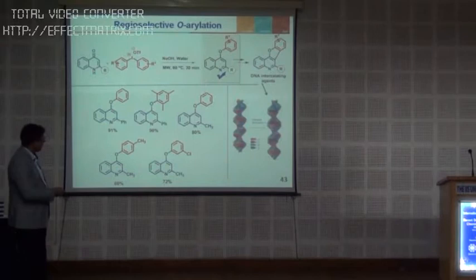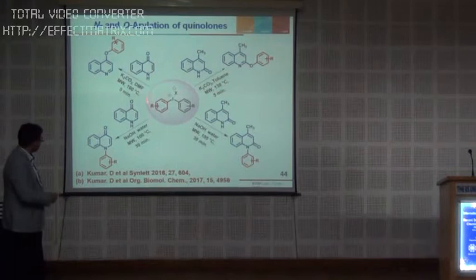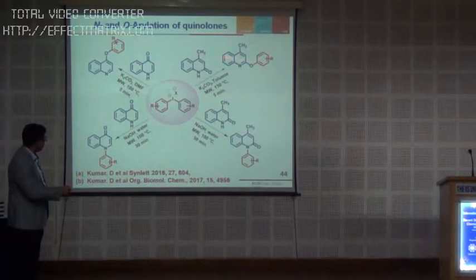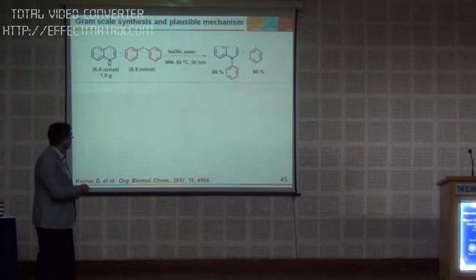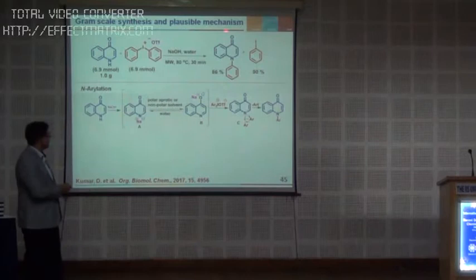So overall, we could effectively utilize the diaryliodonium salt. With potassium carbonate in toluene it gives these kinds of ethers, 4-aryloxyquinoline, and with potassium carbonate in DMF or NaOH in water, it leads to N-arylation to generate the corresponding quinolones. And the reaction is equally extendable to gram scale synthesis.